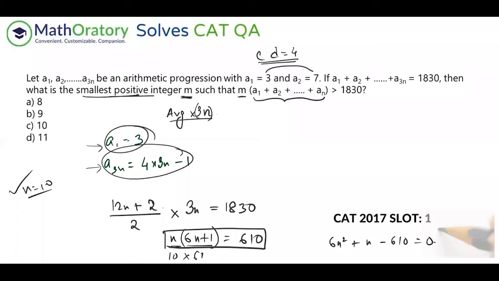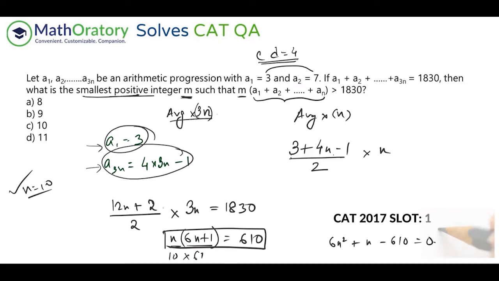Now what is this sum? Again the same idea: average into the number of items, which is n. So average into n in this case, because the number of terms, I hope you can see, is 1 to n. The first term is again 3, and the nth term will be 4n minus 1. I'm just using the same idea. The first term is 3, last term is 4n minus 1. Average is this, into n, is greater than 1830, right?